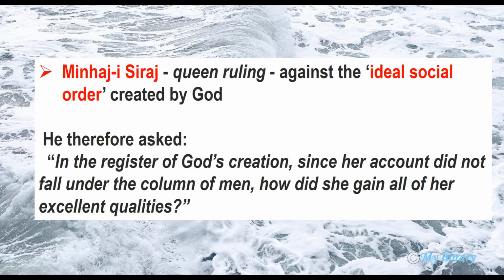What did Minhaj-i-Siraj think about Razia? Minhaj-i-Siraj thought that the queen's rule went against the ideal social order created by God. What is this ideal social order? Women were supposed to be subordinates to men. He therefore asked, in the register of God's creation, since her account did not fall under the column of men, how did she gain all of her excellent qualities? See, he believed that only men were supposed to have all the qualities to be rulers.